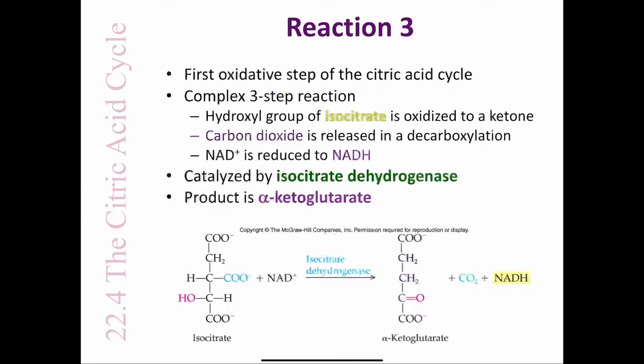Reaction 3 is the first oxidative step of the citric acid cycle and is catalyzed by isocitrate dehydrogenase. It is a complex reaction in which three things happen. The hydroxyl group of isocitrate is oxidized to a ketone, carbon dioxide is released, and NAD+ is reduced to NADH. This is an oxidative decarboxylation reaction, and the product is alpha ketoglutarate. And of course, you can see that isocitrate is being oxidized because we're losing hydrogen atoms, and NAD+ is being reduced to NADH by the gain of a hydride.